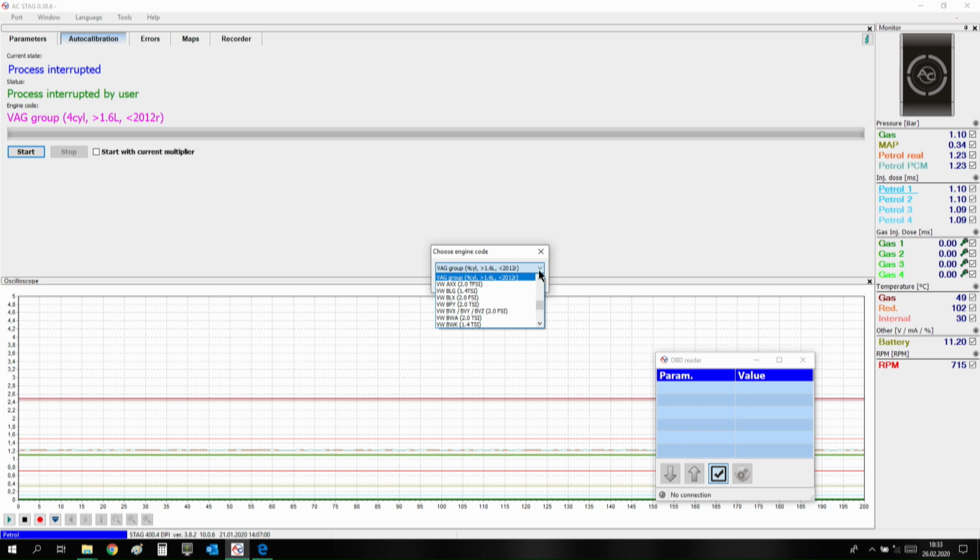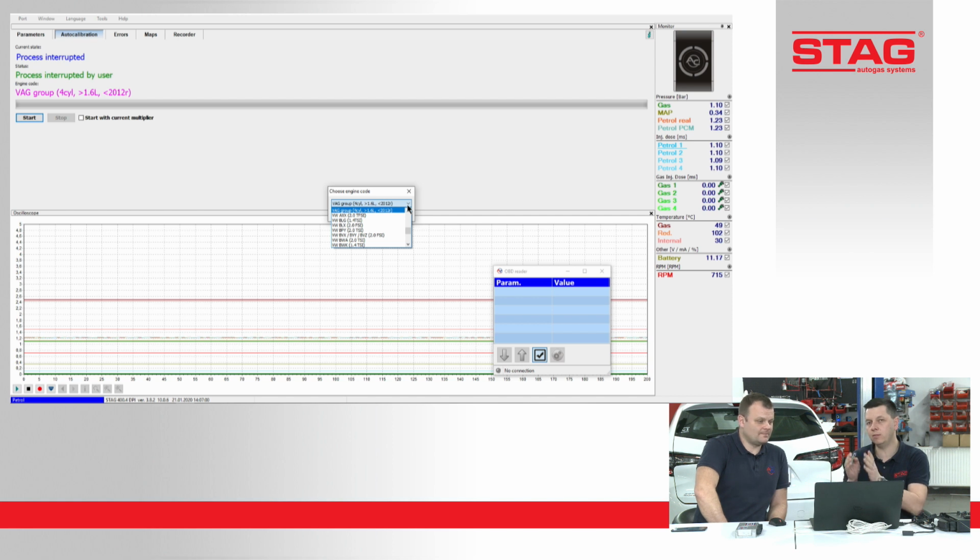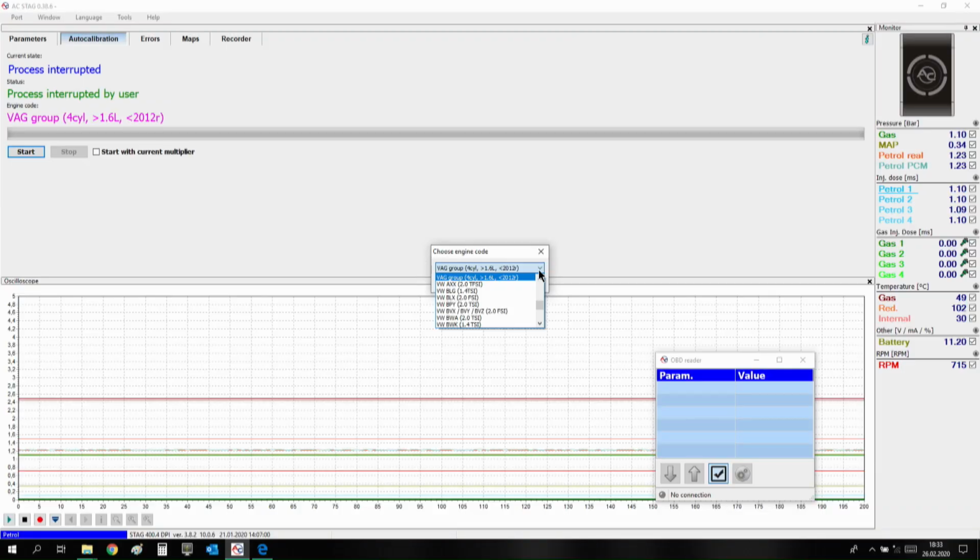Today Marcin tried to explain how to figure out which cable is the signal cable, the negative cable of the petrol injector, and which one is the positive side, the plus. Because as you can see, if you want to choose the engine code, there is a list of engine codes that appears in our manuals, in our appendix.